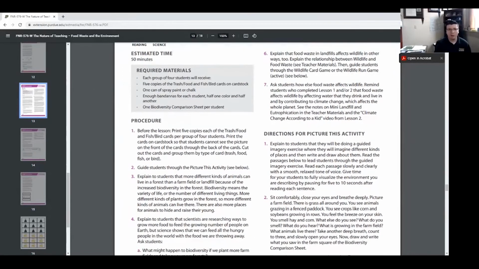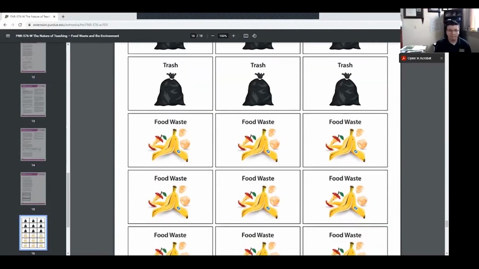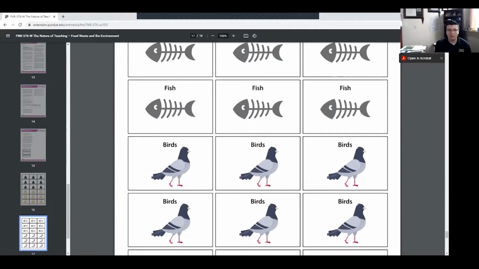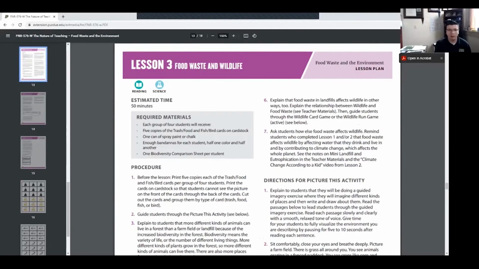So as far as required materials, you'll want to make sure that each group of your students has 5 copies of the trash and food and fish and bird cards on cardstock if possible. So that is included in your packet. So we'll walk through that right here. So here are the fish and bird note cards. Pretty neat to see, a nice basic little graphic there. And I'm starting on page 13 for lesson number 3, for those of you following specifically in your guide there.